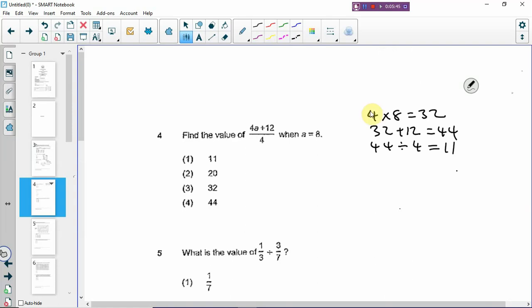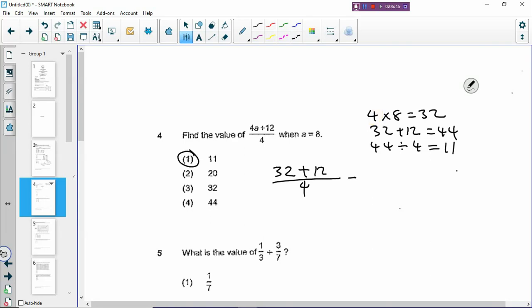But the danger of doing it this way is you may forget to do the last step, or you may lose track of what is the next step. So don't break up the steps. The best way, the fastest and most effective way, is to put everything together in one step. For example, 4 times 8 is 32, and then plus 12, divided by 4. So put everything together as one step so that you see everything as a whole, in one clear picture.